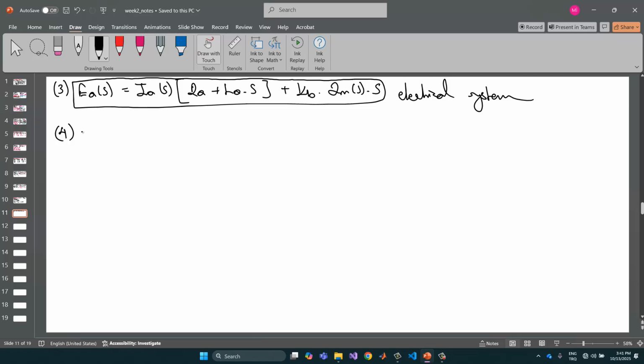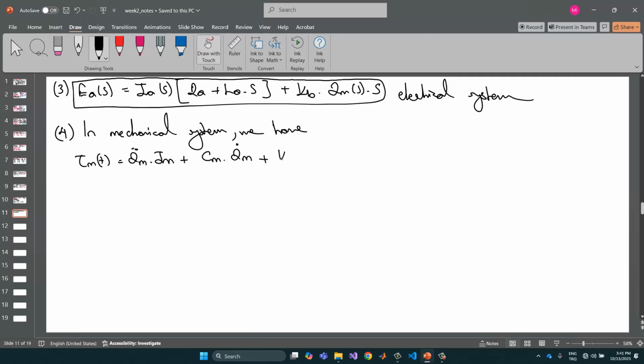In mechanical one, we have torque Tm, which is equal to θm double dot Jm plus Cm θm dot plus Km θm. What is the meaning of the Km in here? Km is the spring factor, Cm is the damper factor in rotational.